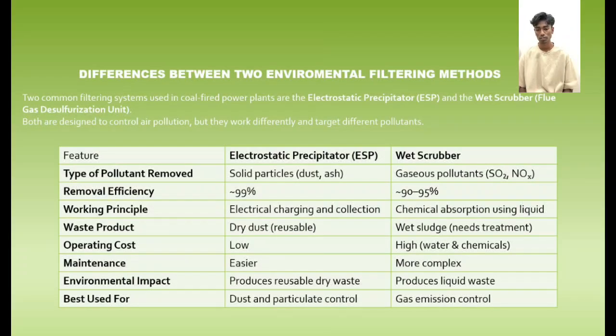Another one of the differences is the working principle. The working principle for ESP is electrical charging and collection, while the wet scrubber uses chemical absorption with liquid. Then we have operating costs. The operating cost for ESP is low, while the operating cost for the wet scrubber is high because it uses water and chemicals. Another difference is environmental impact. The ESP produces reusable dry waste, while the wet scrubber produces liquid waste.